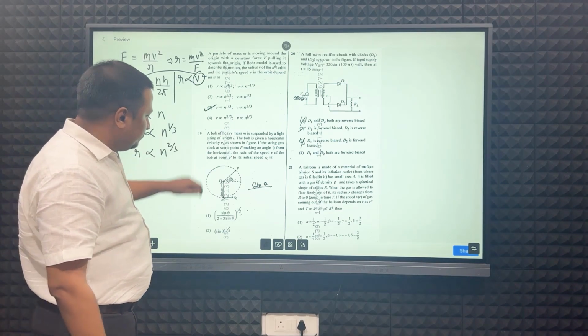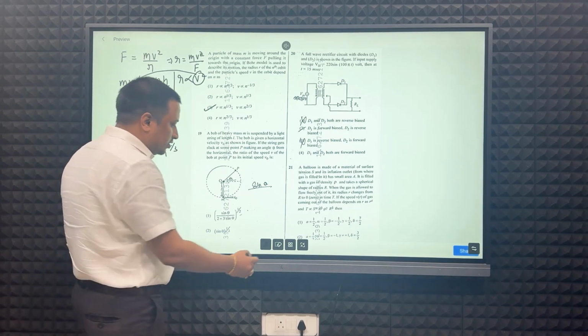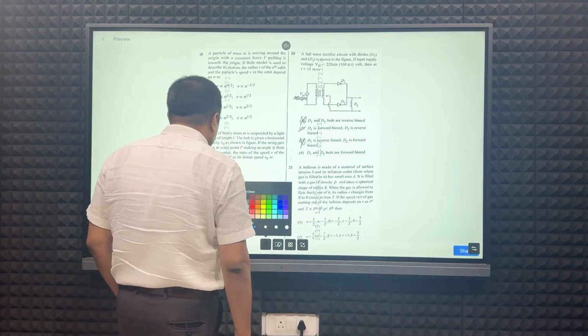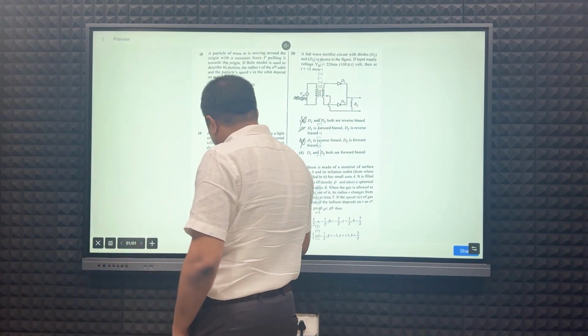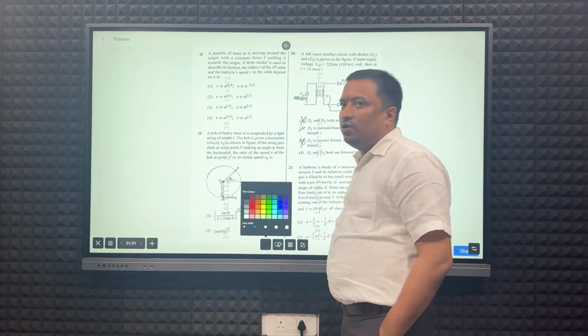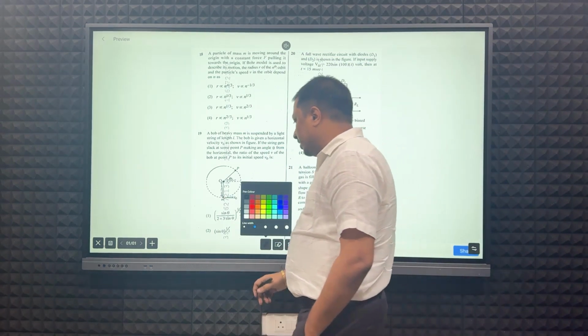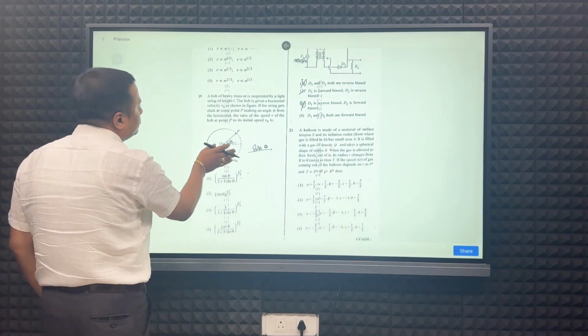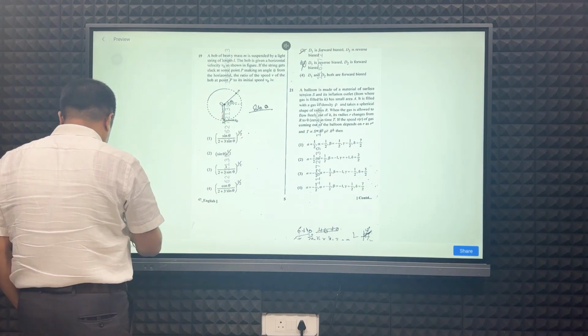Then we have this question from circular motion. Let us try to do this. This is also a very good question. People do it in horizontal circular motion. Let us try to do this. Circular motion question of first year syllabus.